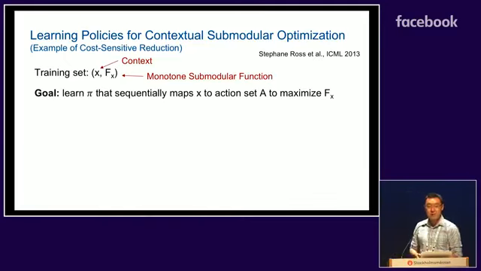So for those of you who don't know, submodular functions are set functions that map sets to real values. And typically in the maximization setting, one wants to select a budgeted subset of the ground set of actions that maximizes f sub x. And the greedy algorithm, which sequentially grows the set, is sort of the most widely accepted way of doing so. But now we want to learn a policy that does this without having to actually query f sub x.